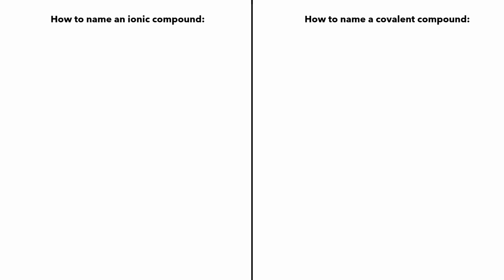How to name an ionic compound. The example you cannot use is NaCl. So how do I name NaCl? Number one, name the cation. That is Na, and Na is simply sodium.